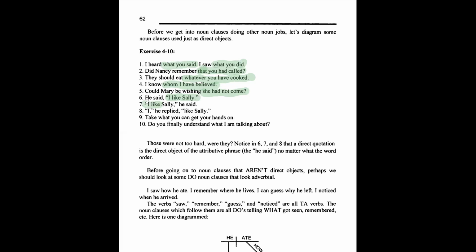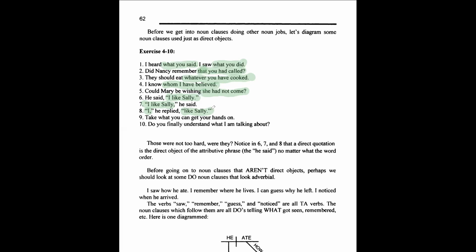Okay, so this is really important. When you have dialogue, what the person says is a direct object because you have a verb, said, or say, or what have you, will say, etc., any type of saying. And what is being said is the direct object because it's receiving the action of the verb said. I, he replied, like Sally. So here we have two direct objects, right? I, like Sally. Two things he said. So those are two direct objects. Take what you can get your hands on. Okay, where is the direct object here?